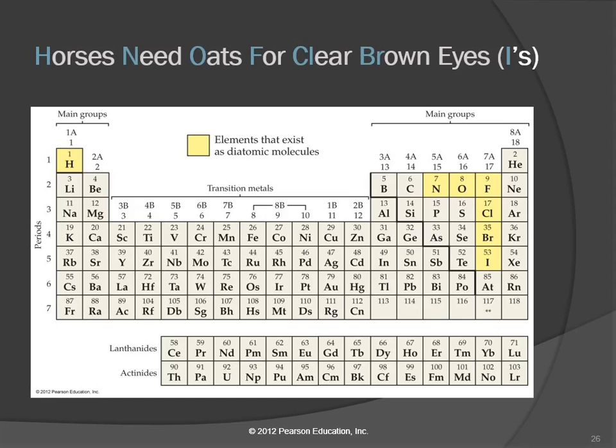So this is one way to remember them. Horses need oats for clear brown eyes. That's a stretch, but that's I, right? Sounds like I. So hydrogen, nitrogen, oxygen, fluorine, chlorine, look, it's even a Cl, bromine, Br, I. Those are the 7. That's one way to remember it, okay?